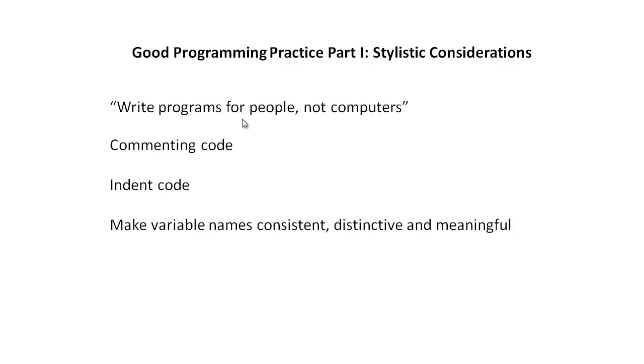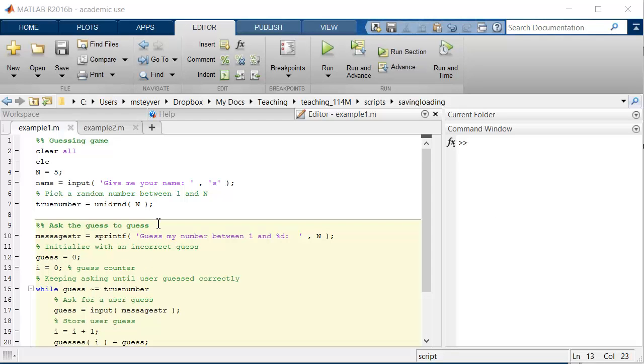If you look at your code a month from now, you should still be able to understand what the code is doing. So we're going to focus on three very simple strategies to improve the clarity of your code. One is to comment your code, one is to indent your code, and the third is to make sure that your naming conventions are consistent, that they are distinctive, and that your variable names are meaningful. So let's look at this example script. This is the guessing game that we have discussed in a previous screencast. The computer draws a random number between 1 and n, and the user tries to guess this random number.